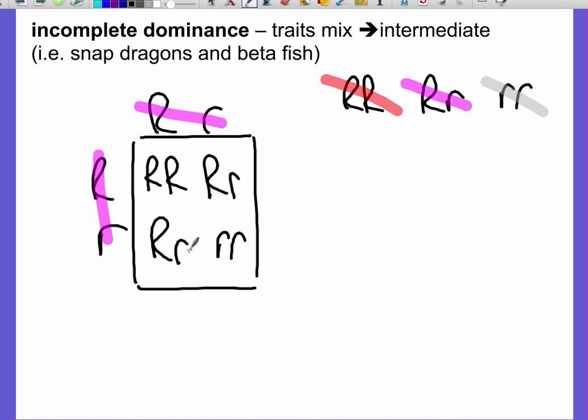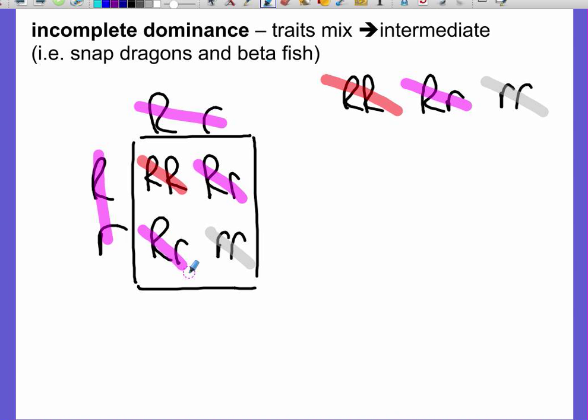I again get these different options, same pattern as before, but instead of having a 3-to-1 ratio, red to white, I'm going to have a 1 to 2 to 1 ratio, because this top left offspring is going to be red, bottom right is going to be white, and the other two heterozygous individuals are going to be that pink color that's in between.